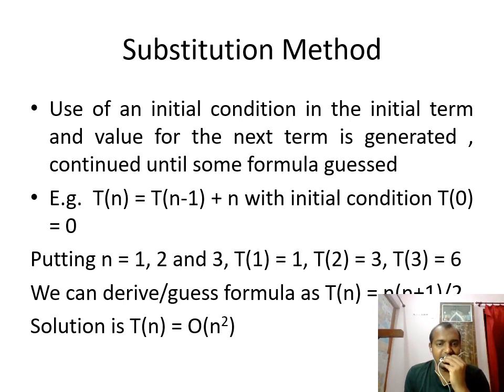So for example, T of n is equal to T of n minus 1 plus n with given initial condition T of 0 is equal to 0. Putting the value of n equal to 1, 2 and 3, we will simply find T of 1 is equal to 1, T of 2 is equal to 3 and T of 3 is equal to 6, like this. So we can derive or guess the formula as T of n is equal to n into n plus 1 divided by 2, which is order of n square. So how will we get order of n square? This is simply a quadratic equation in terms of n.